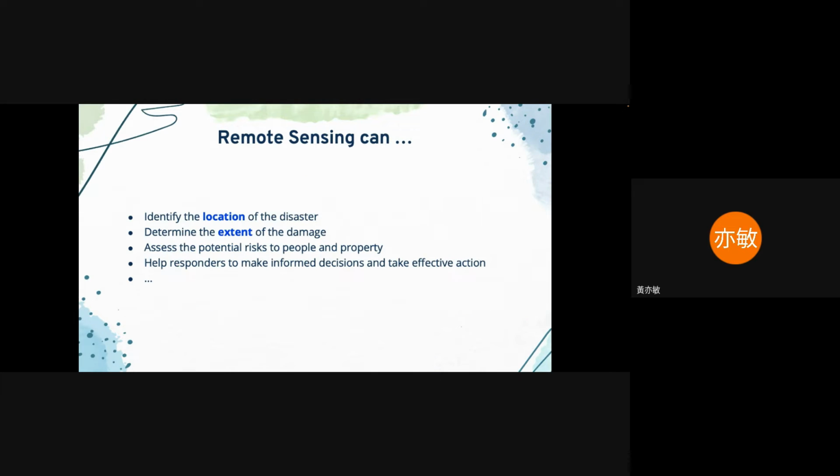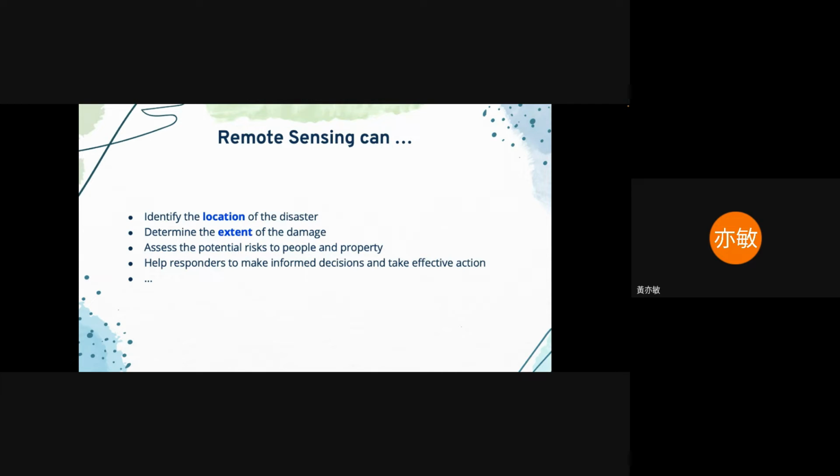So, in a short summary, remote sensing can do a lot of things. I want to highlight two important applications in today's presentation. Number one is identifying the location of the disaster. Location is quite important. It fits the benefits of using GIS, because GIS also provides you the location of our space. So location is the number one issue and the number one important information for disaster management.